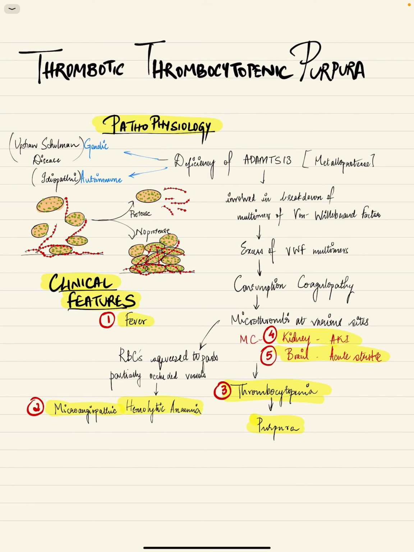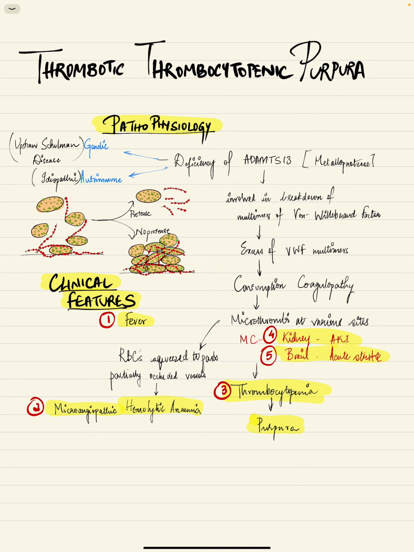Hello all, welcome to the session on thrombotic thrombocytopenic purpura. As the name suggests, thrombotic implying the formation of multiple thrombi in various blood vessels, thrombocytopenia referring to a lowered platelet count, and purpura being a clinical manifestation of thrombocytopenia.